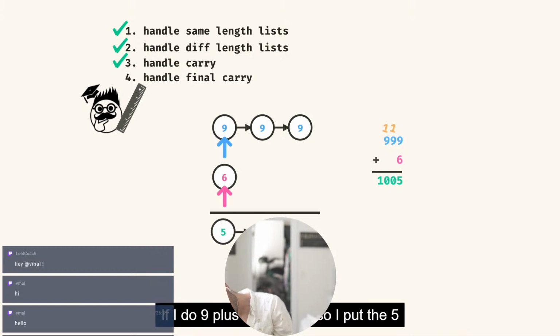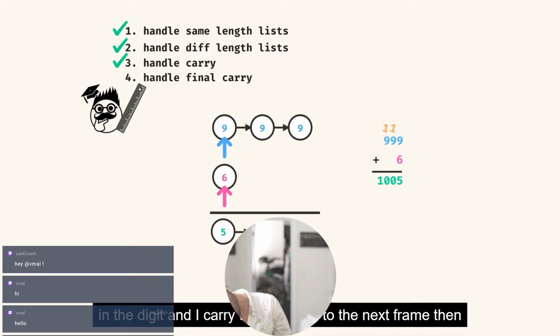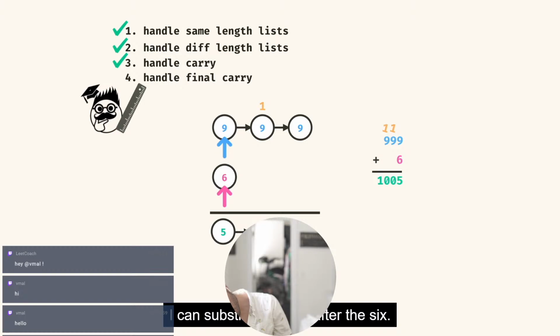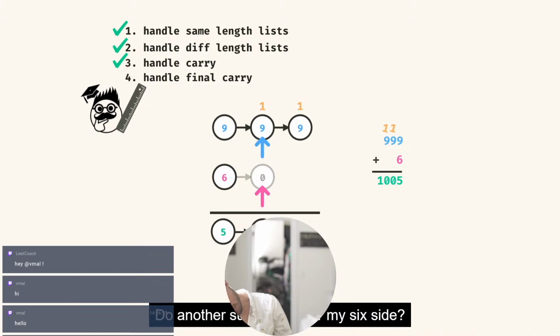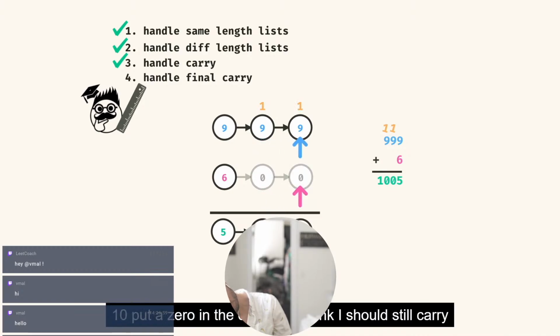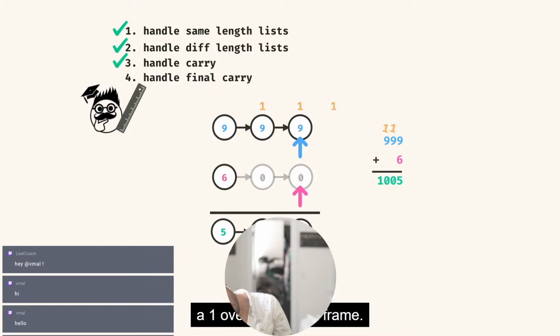If I do 9 plus 6, that's 15, so I put the 5 in the digit and I carry the 1 over to the next frame. Then I can substitute a 0 after the 6. I do 9 plus 1, which is 10, put a 0 in the digit, carry another 1. Do another substitution for my 6 side. And then here, like before, I do 9 plus 1, which is 10, put a 0 in the digit, and I think I should still carry a 1 over to the next frame.